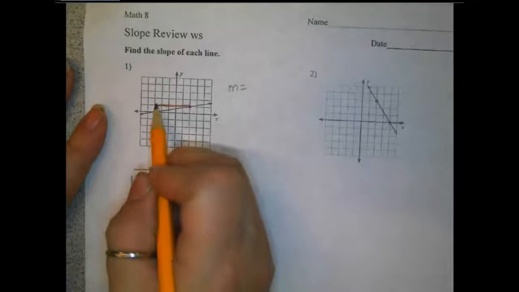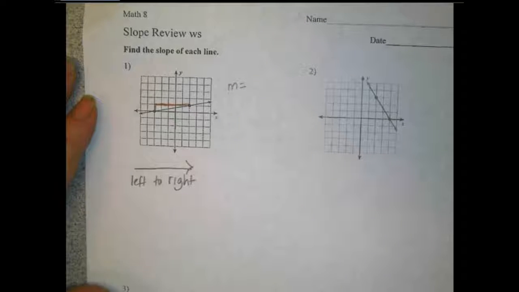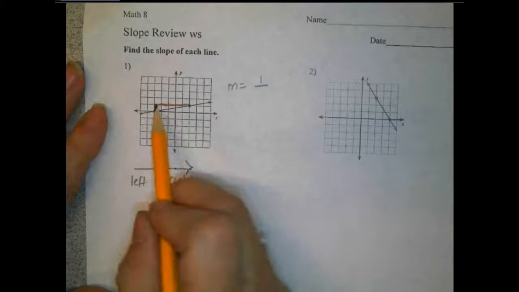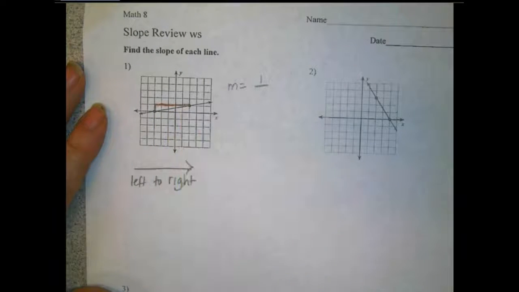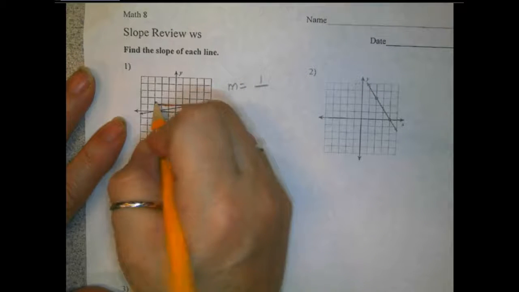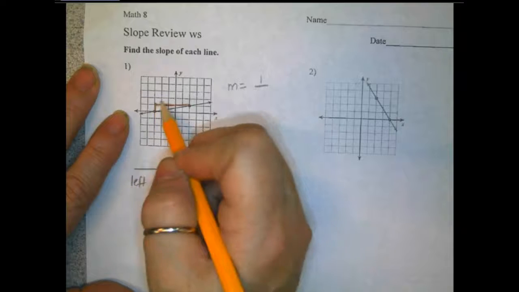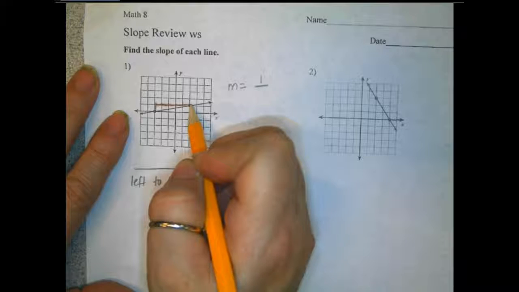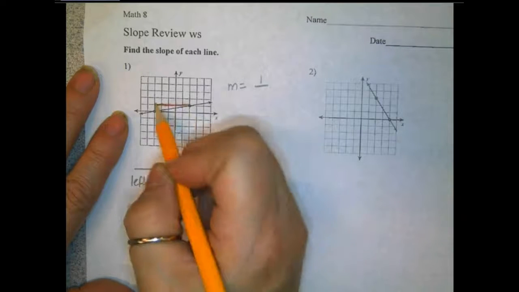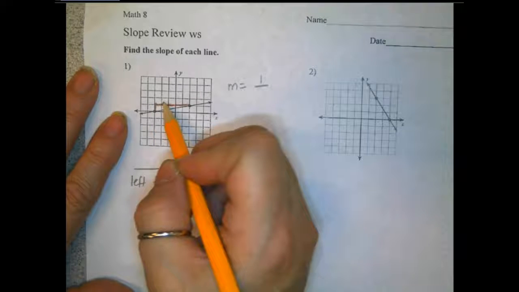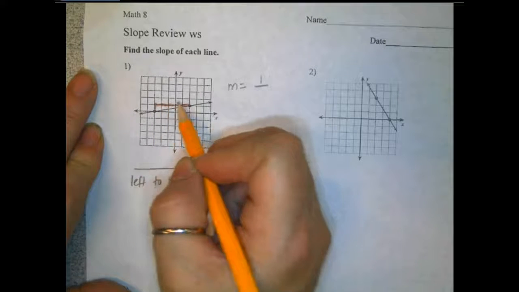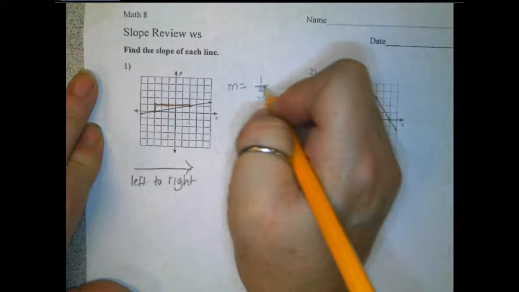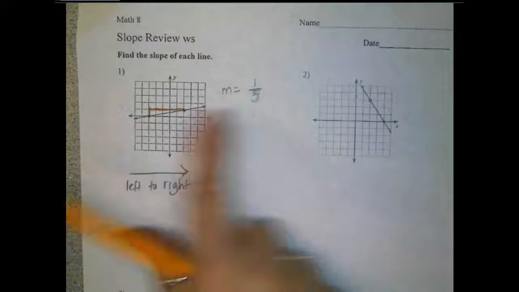What is my rise? How many units up am I going? 1. So my rise is 1. And what's my run? 5, right? Because don't count the first one. Chloe, you do that all the time. This is 1, 2, 3, 4, 5. A lot of you struggle with that graphing because you always count this as 1. It's not 1. It's your first full box. 1, 2, 3, 4, 5. So that gives me my run as 5. So my slope for this line is 1 over 5.